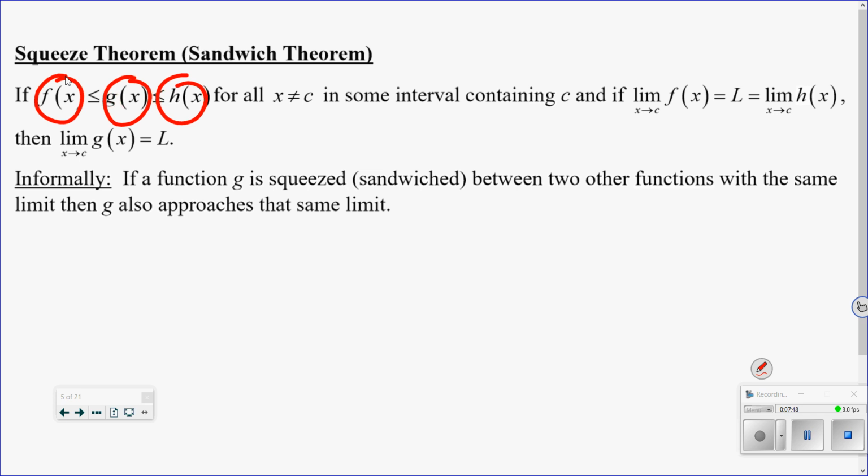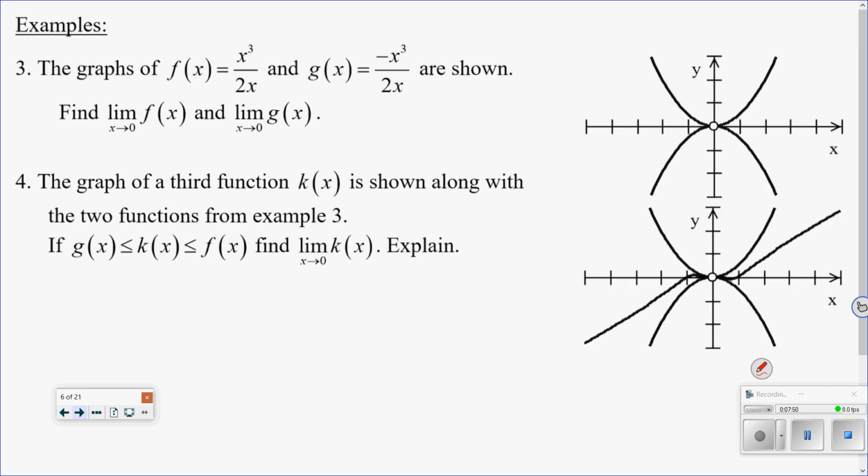Here's a visual of that. Let's look at this next example because it has a good visual. It says the graphs of x cubed over 2x and negative x cubed over 2x are shown, over here on the right side. It says find the limit as x approaches 0 of f of x. So, by the way, real quick, it doesn't tell us which one is which, right? This one, though, look at f of x. If I plug in positive numbers, I'm going to get a positive back out. That means as x gets bigger, this has to be positive.